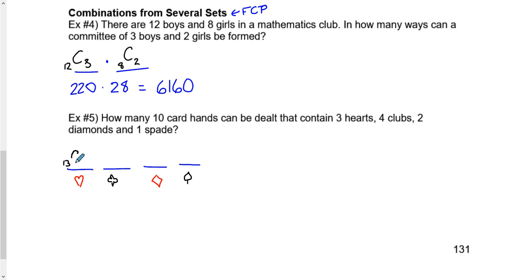So for the hearts, if we can only select 3 of them, it would be 13C3. For the clubs, it'd be 13C4. Diamonds, 13C2. And for the spades, 13C1. We'll type all that into our calculator. 13C3 is 286.